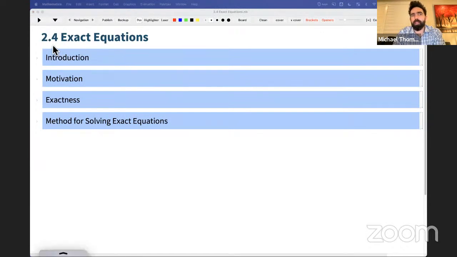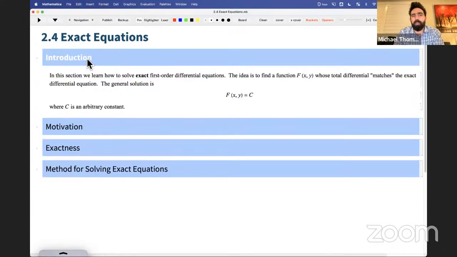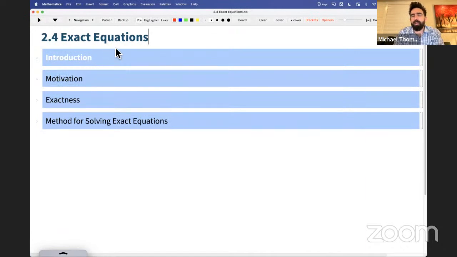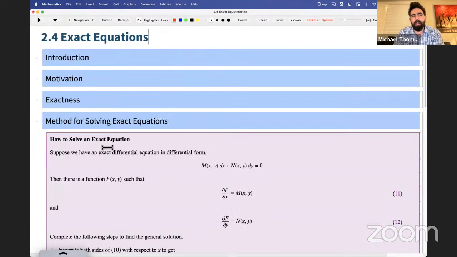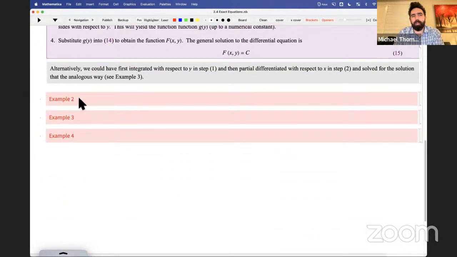All right, you guys should see a screen in front of you that says 2.4 exact equations, right? Okay. All right, yeah, so our goal in this section is to study these first order equations that are said to be exact. So first, let me give you an idea of what they look like. So I'm going to skip down here and show you some example problems.